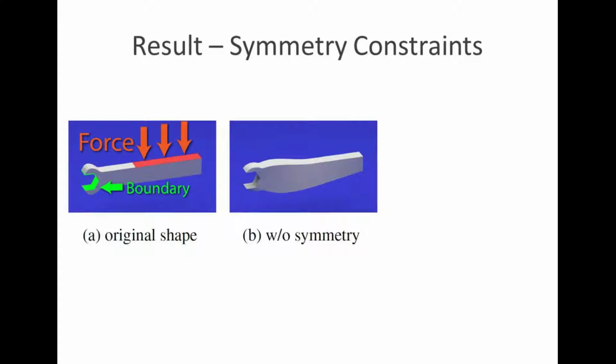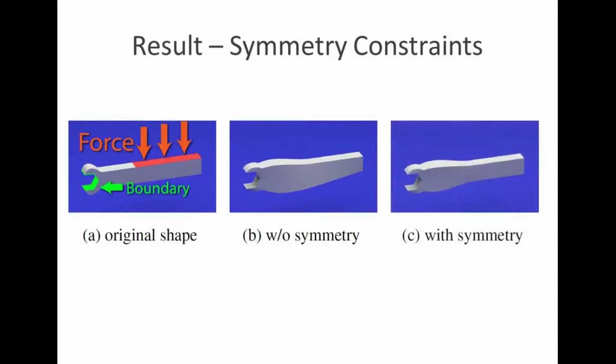Now we show some experimental results. We start by demonstrating the effects of several constraints. First, we detect symmetries in the original shape and incorporate them as part of the geometric constraints. Without symmetry constraints, the optimizer can deform the shape asymmetrically, which is not ideal. By adding such constraints, the optimized shape remains symmetric.